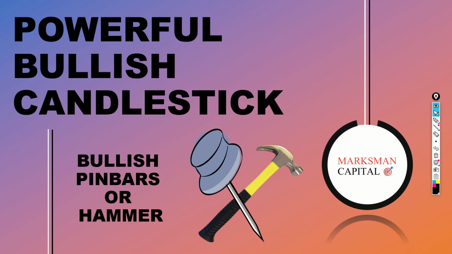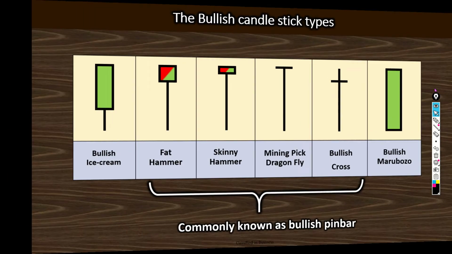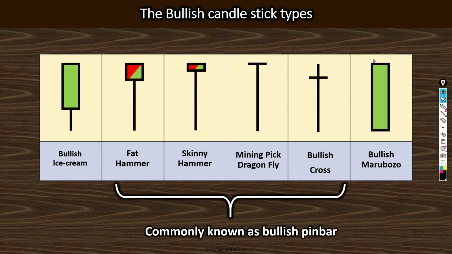And of course, this is when we talk about bullish pin bars or hammer, it's definitely represented by these pictures right here. This gray color here is a pin bar, and of course you see a hammer, and they belong to powerful bullish candlesticks. And of course, let's go back to this chart again.